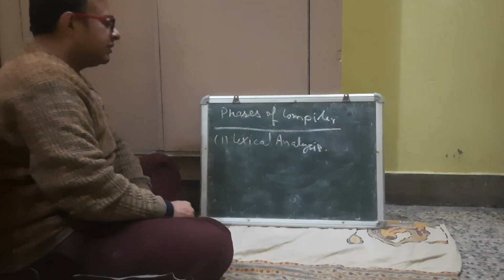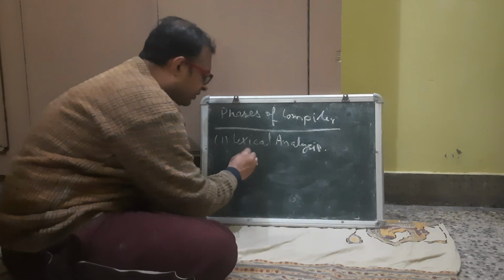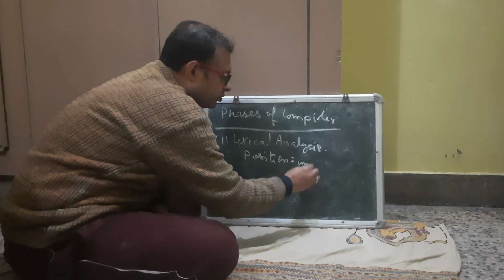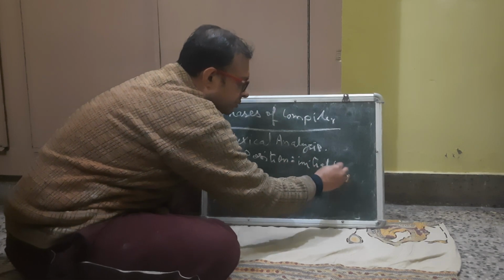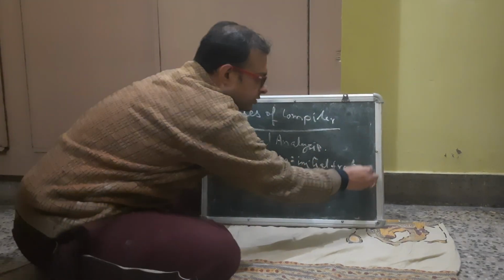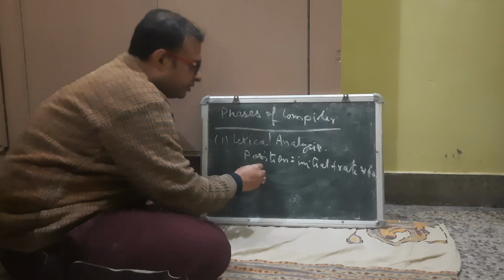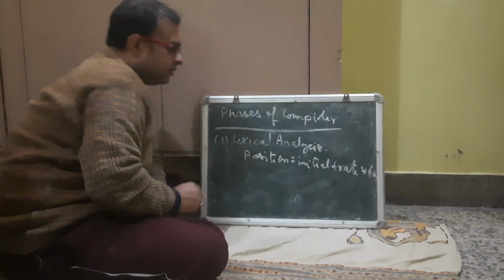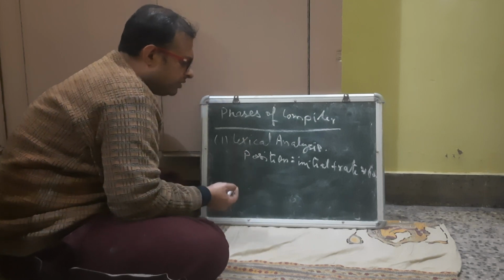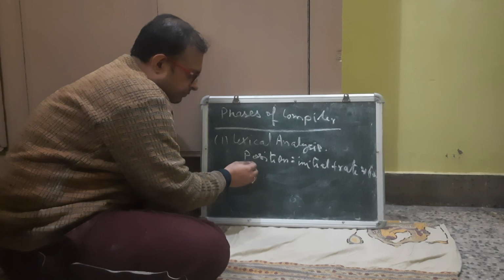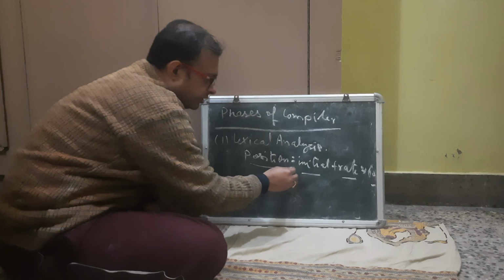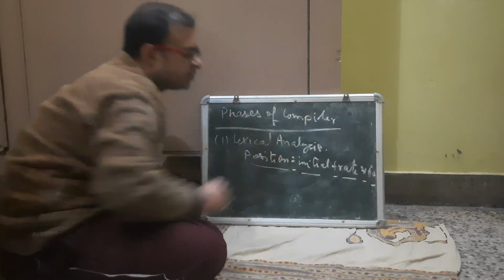So what is lexical analysis? Let's understand this with the help of an example. This is the example: position equal to initial plus rate into 60. Now, what are position, initial, rate, plus, 60? These are the different tokens in this lexical analysis phase. Lexical analysis basically generates a stream of tokens. Position is one token, initial is one token, rate is one token, 60 is one token, equal to is one token, plus is one token, star is one token.